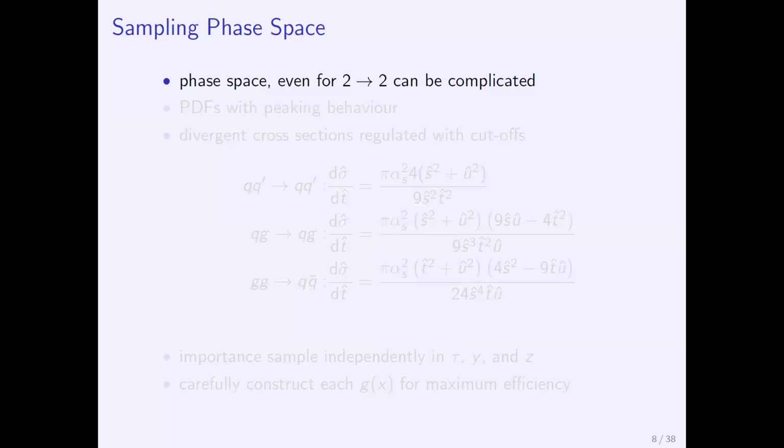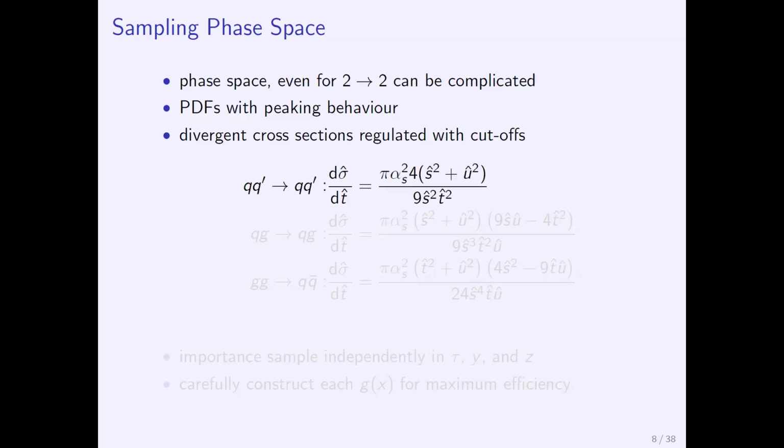Okay, so as you can see already, phase space even for a 2-to-2 process can be calculated. And we have PDFs with these peaking behaviors. And so that means that we have these divergent cross sections. So what kind of cross sections do we have here? So this is QQ to QQ. This is if we're looking at differentially with respect to T hat. And it's written out like this here. And you can see that we already have divergences that will enter here.